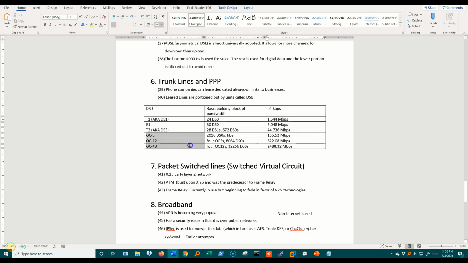These other three are used by SONET and other fiber optic technologies, and they are just some numbers that you might want to have in the back of your mind, although you probably don't need to memorize them at this point. But OC3, optical carrier 3, again these are fiber optic, could carry 2016 DS0s, 155 megabits per second. OC12, 622 megabits per second, and then OC48 can carry 2.4 gigabits per second.